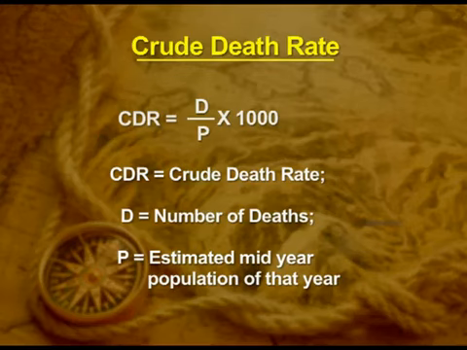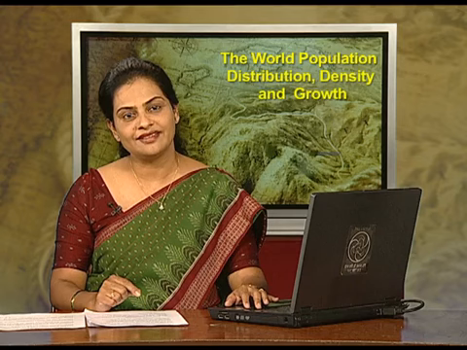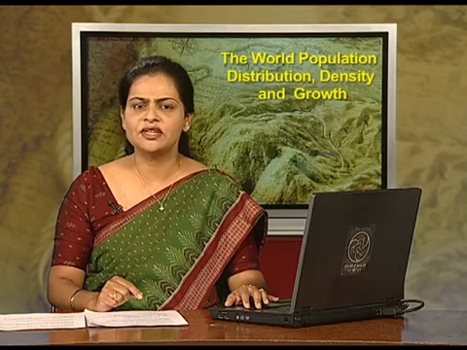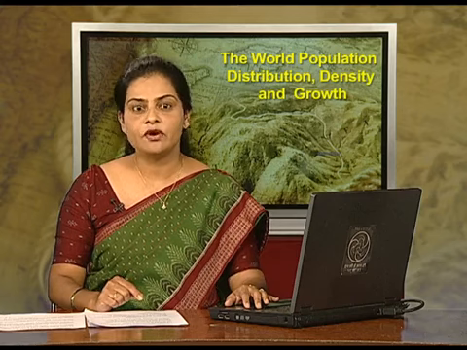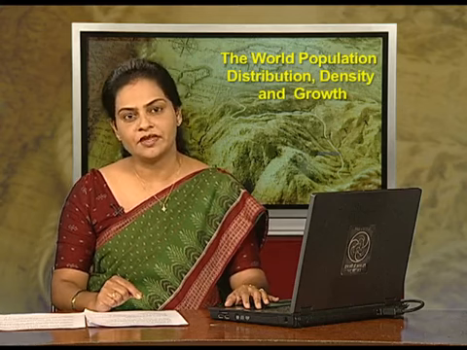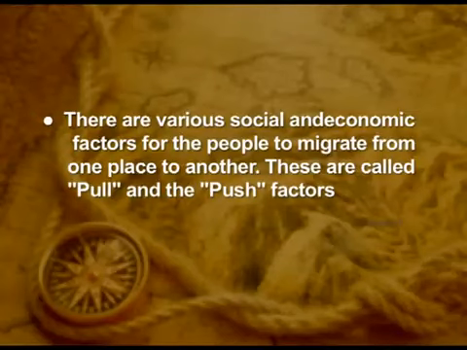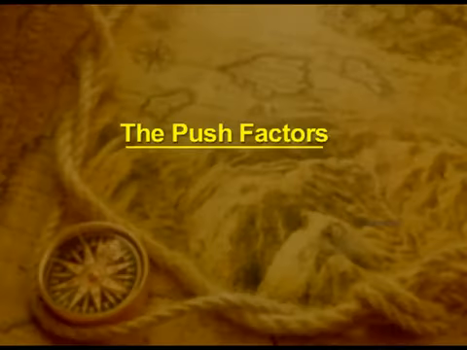The population changes with the change in the death rate, birth rate and migration. There are various social and economic factors for the people to migrate from one place to another. These are called pull and the push factors. Let us quickly look into a few pull and the push factors.